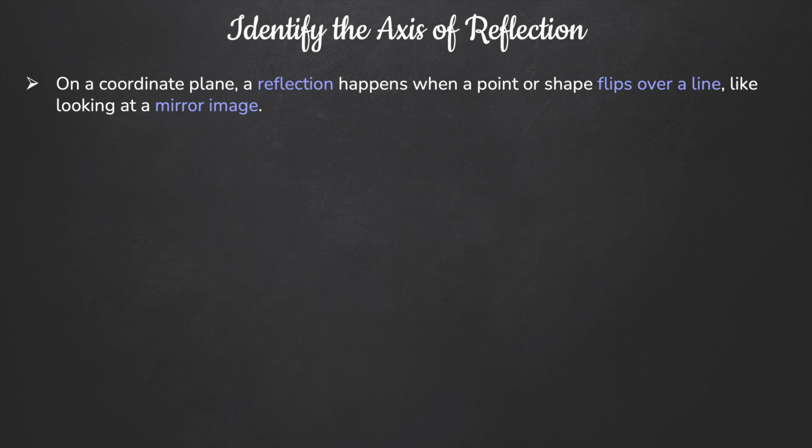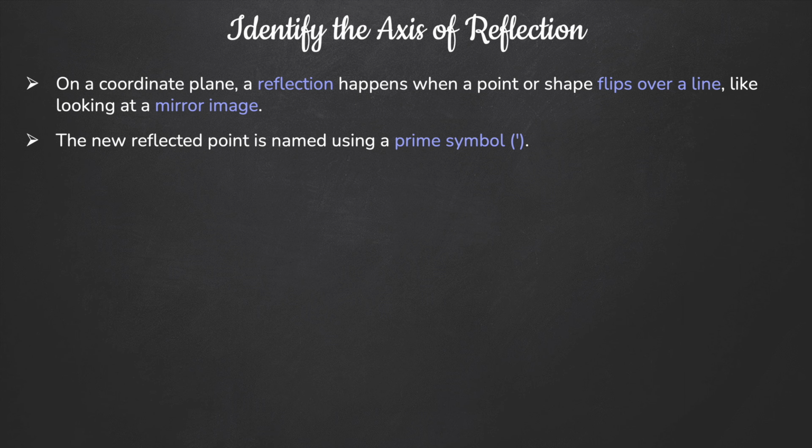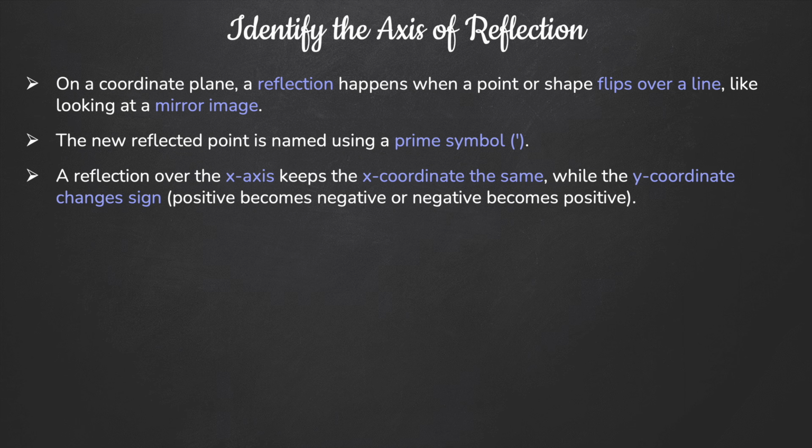On a coordinate plane, a reflection happens when a point or shape flips over a line, like looking at a mirror image. The new reflected point is named using a prime symbol, and we'll go over that a little bit more. A reflection over the x-axis keeps the x-coordinate the same, while the y-coordinate changes sign. So the y-coordinate, if it's positive, becomes negative, and if it's negative, it becomes positive.